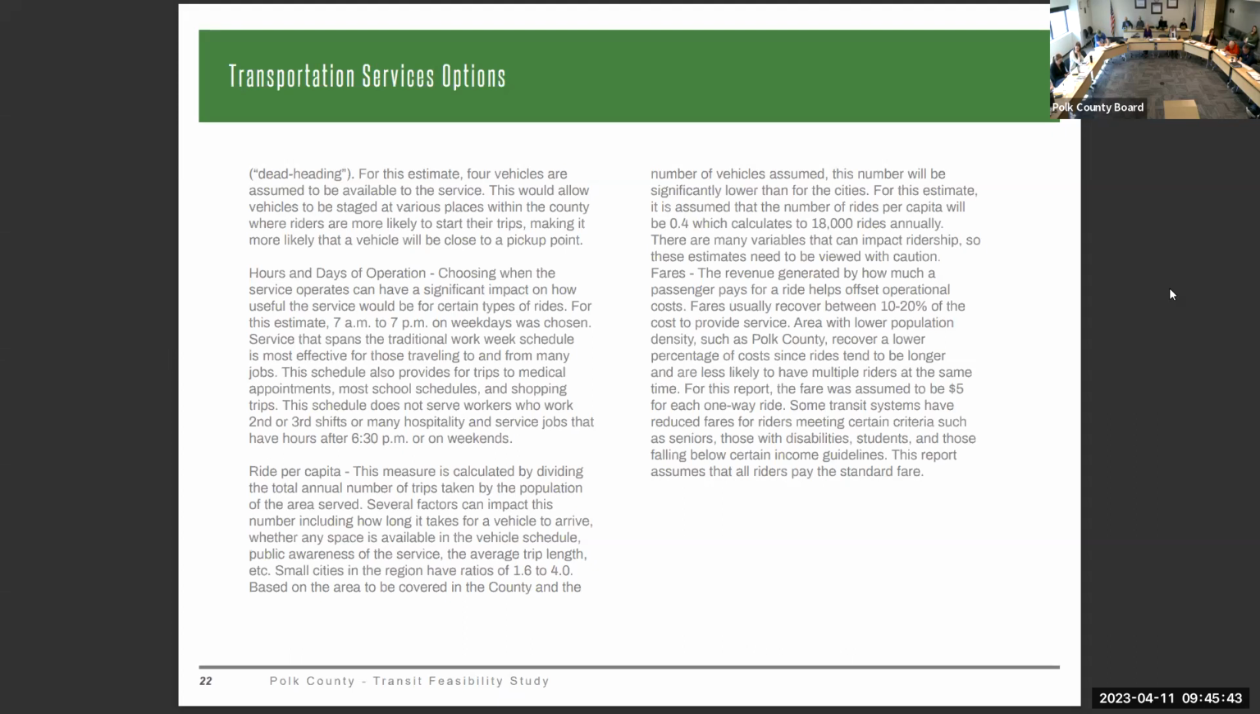And then I looked at the rides per capita for some of the other shared ride taxi programs and modeled what that might look like. And we'll get to the financials for that. But just so you know, those are the assumptions we were looking at for that.